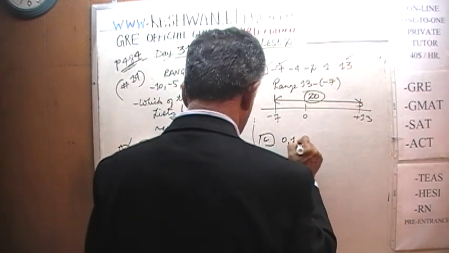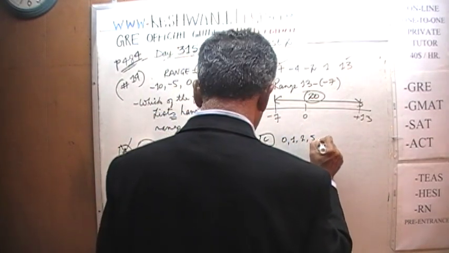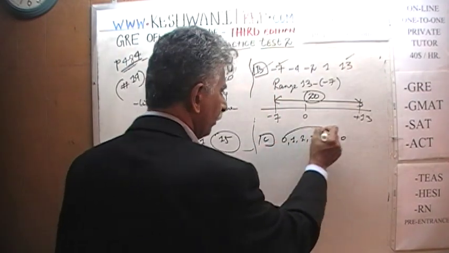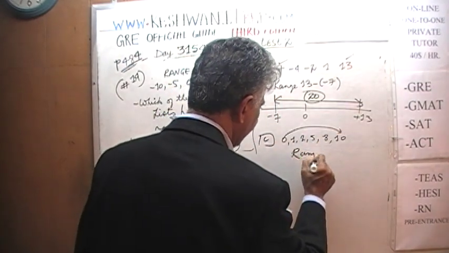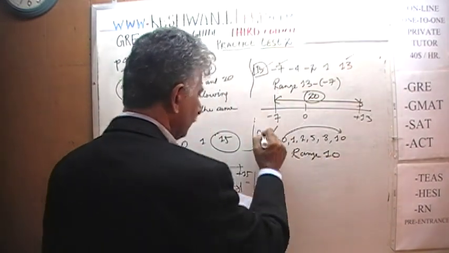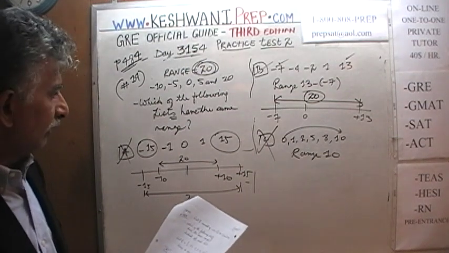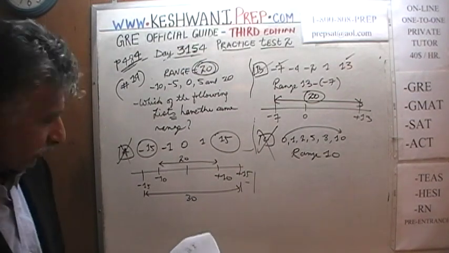C goes from 0, 1, 2, 5, 8, and 10. It goes from 0 to 10, so it has a range of only 10. That's no good, because we're looking for lists that have a range of 20. So C does not work.